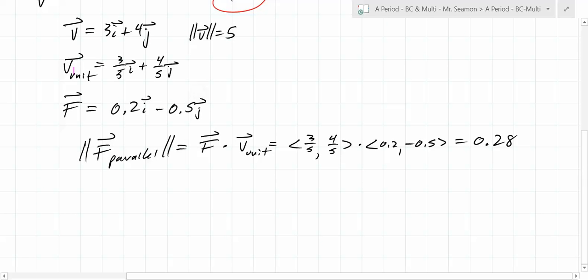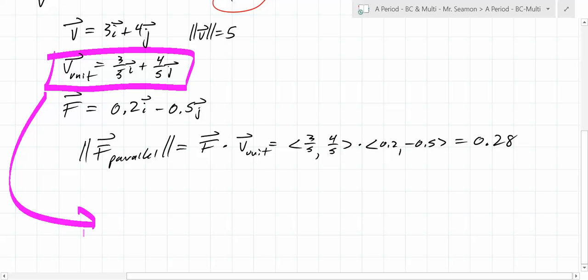V, the unit. We want this. This is our direction, right? So what do we want if we actually want F parallel? Not the magnitude of it, but we want F parallel like this. What's it going to be? How do we find it?